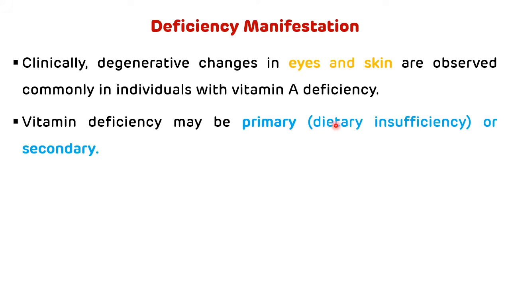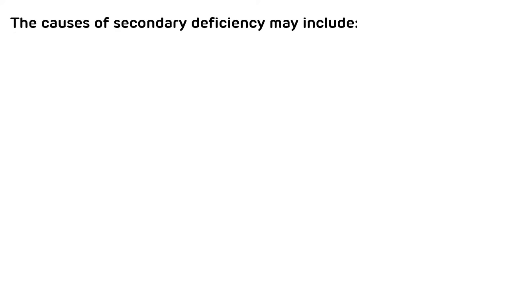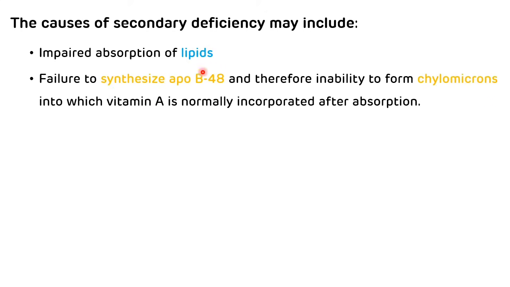Vitamin A deficiency may be primary, that is dietary insufficiency, or secondary. The causes of secondary deficiency may include impaired absorption of lipids, failure to synthesize ApoB48 and therefore inability to form chylomicrons into which vitamin A is normally incorporated after absorption, that we have already seen in the metabolism of vitamin A.